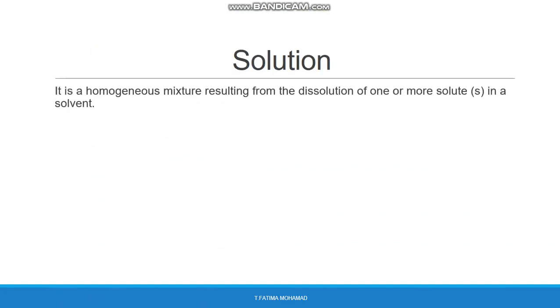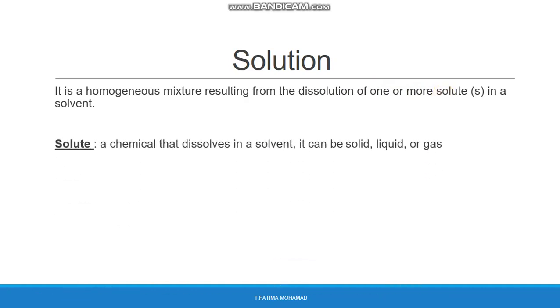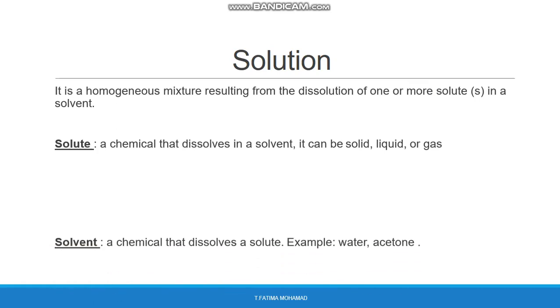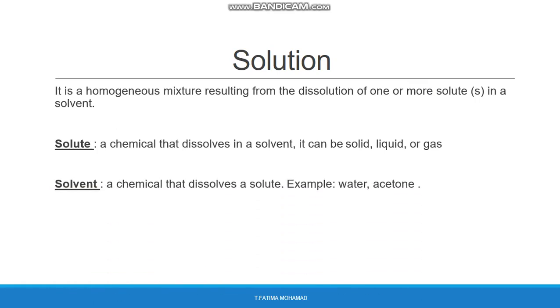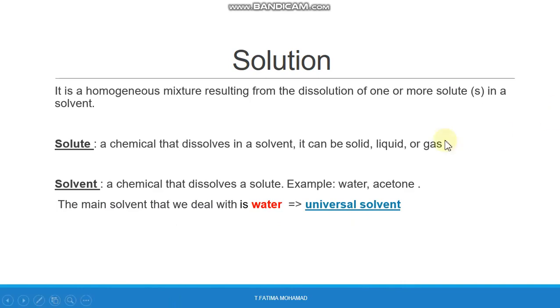What is a solution? A solution is a homogeneous mixture resulting from the dissolution of one or more solutes in a solvent. A solute is a chemical that dissolves in a solvent. It can be solid, liquid, or gas. A solvent is a chemical that dissolves a solute, for example, water or acetone. The main solvent that we deal with is water. That's why it's called a universal solvent.